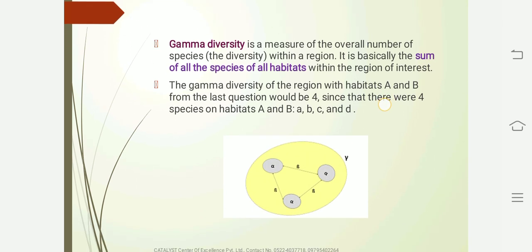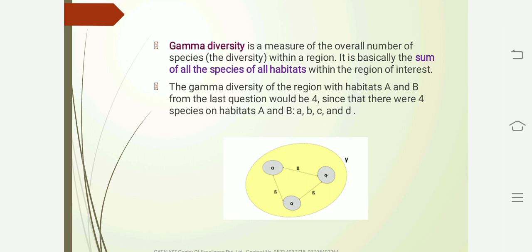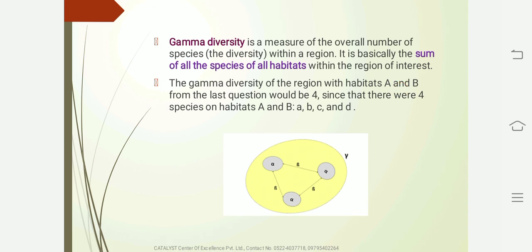In alpha diversity, what we were seeing is we were looking at only one habitat. In beta diversity, what we were looking at is two or more ecosystems. But when we talk about the gamma diversity, we are looking at all the habitats.